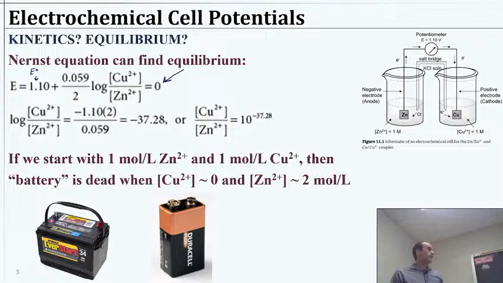at equilibrium. And if we do that, we take all this, subtract 1.1 from the other side, and then divide by this stuff, and then convert from the log. Ultimately, what we get is the copper divided by zinc, molar concentrations in these states, is 10 to the negative 37.28. So that is an exceptionally small number, right?